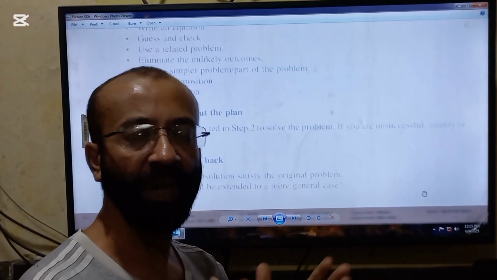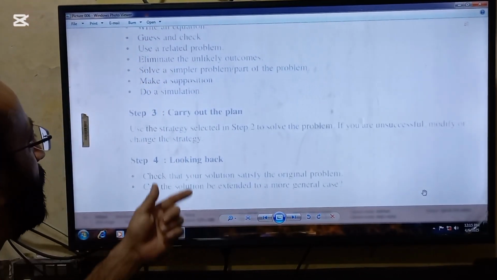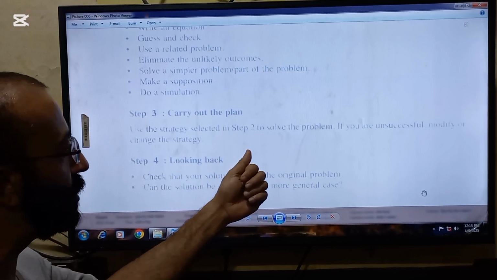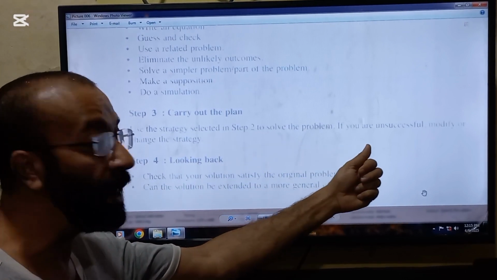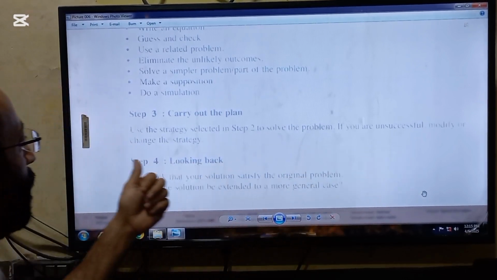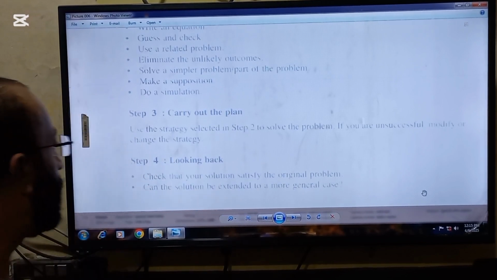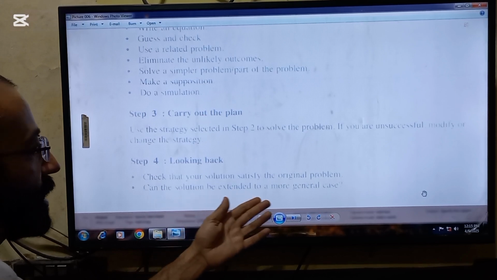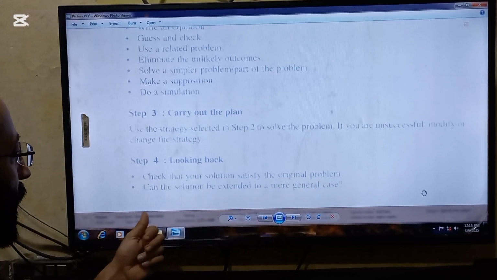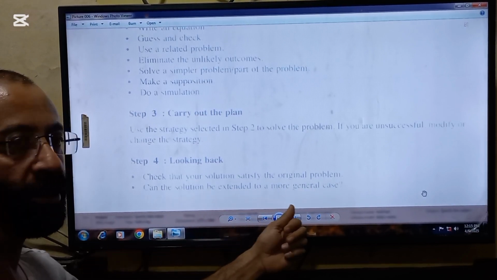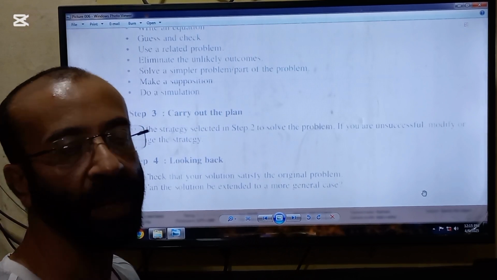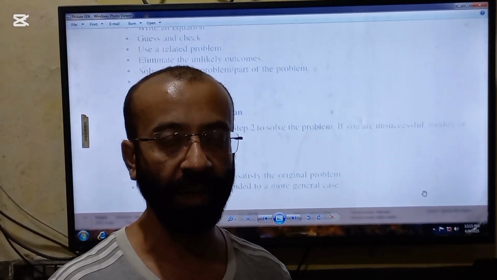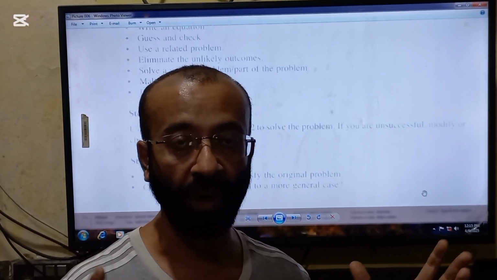When you have devised a plan, the next thing required is to carry out the plan. So use the strategy selected in step 2 to solve the problem. If you are unsuccessful, modify or change the strategy. And the last thing required is looking back: check that your solution satisfies the original problem, and whether the solution can be extended to a more general case. So these are the points to remember and apply when you are going to solve a problem using problem solving strategies.